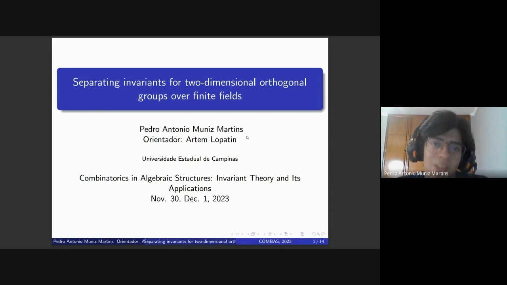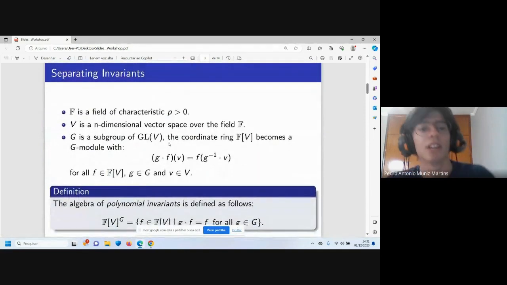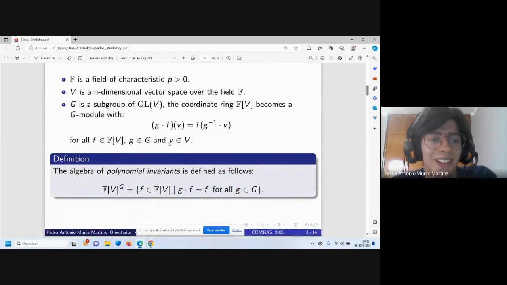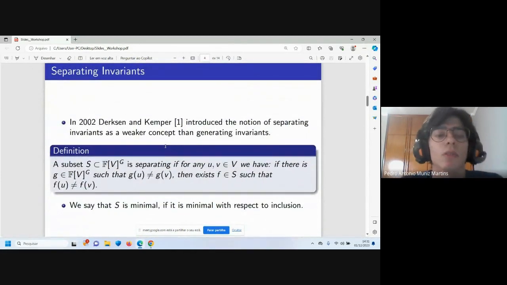The title of my talk is Separating Invariants for the Two-Dimensional Orthogonal Groups over Finite Fields. I will talk about separating invariants, and let's start with a couple of definitions. Here we consider a finite field F with characteristic p, and V is always an n-dimensional vector space over this field F. Here we have our coordinate ring, and everyone knows it becomes a G-module with the action of the group. I don't think I need to talk about the definition of polynomial invariants, but it's here if anyone needs to refresh their memories. And okay, separating invariants is where we work.